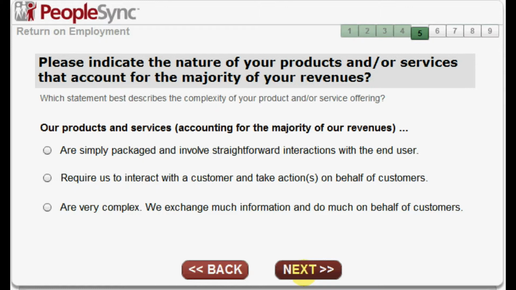The third is very complex interactions where we exchange detailed information with many interactions and interpretations on behalf of the customers. This question really involves people to different degrees, and it indicates how soon we expect people to be productive on the job and how much training we'll need to provide them from a benchmark point of view.